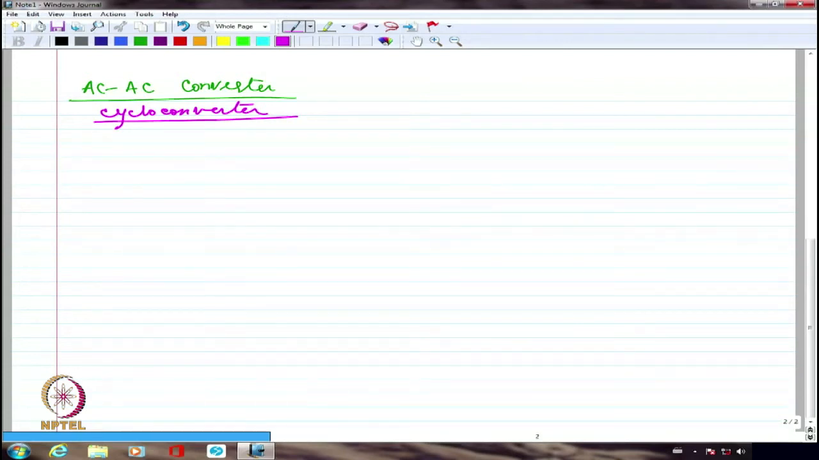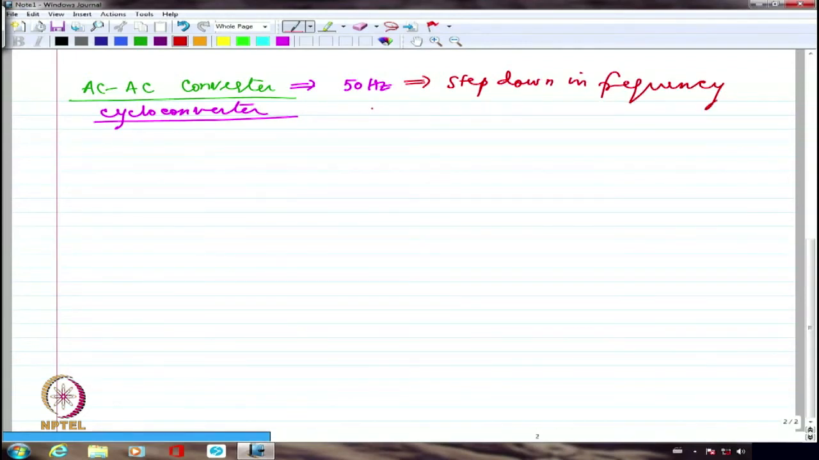So this converts AC to AC directly, and if I have 50 Hertz, for example, I may be able to convert it only to a lower frequency. Hardly ever will we use it for a higher frequency conversion. So the cycloconverter will convert both magnitude as well as frequency, but the frequency will be stepped down as far as the input-output relationship is concerned. So normally the input frequency will be higher than the output frequency. That is the way the cycloconverter normally works.